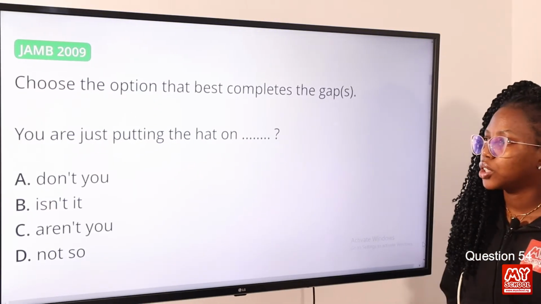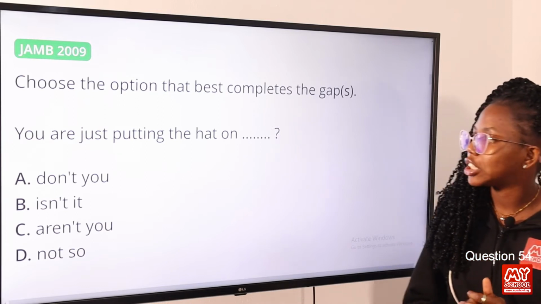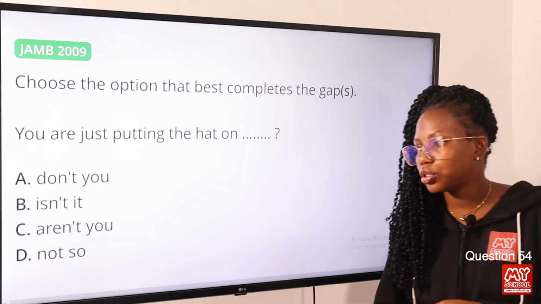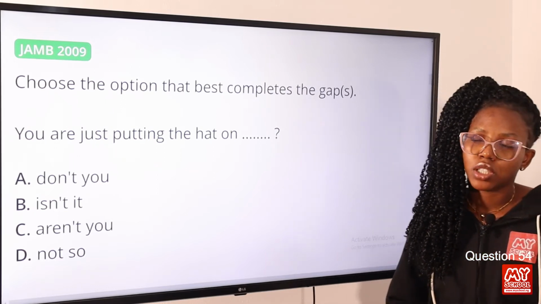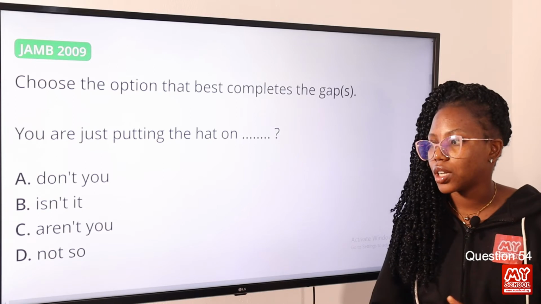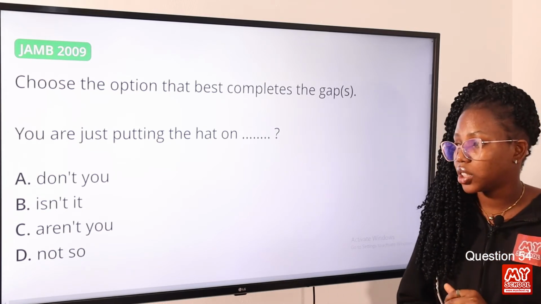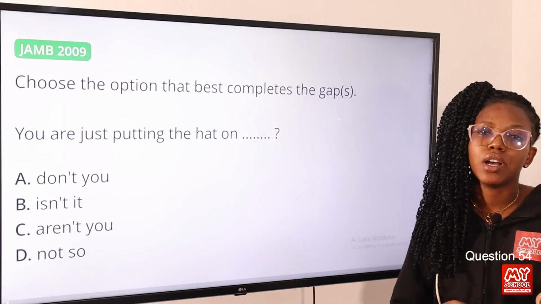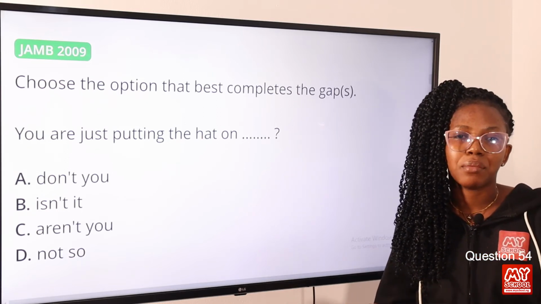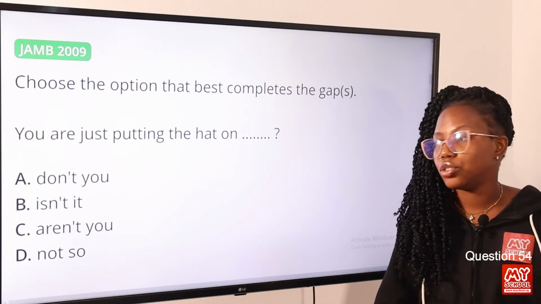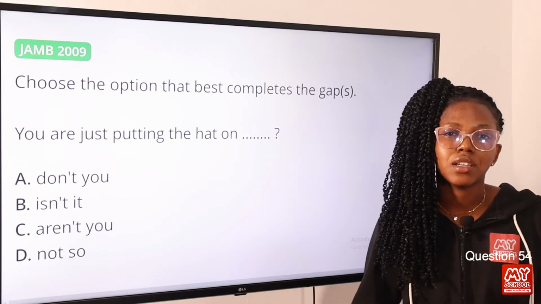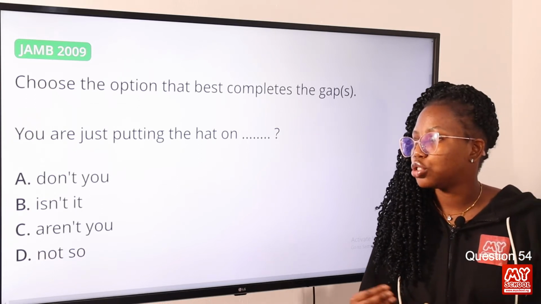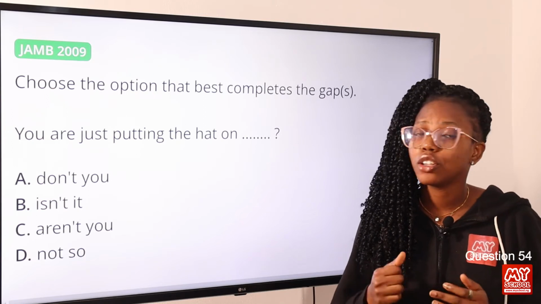Question 54. You are just putting the hat on, dash. Option A, don't you. Option B, isn't it. Option C, aren't you. Option D, not so. Now this question falls under question tag. So the answer to this question is option C, aren't you. Do not forget, aren't you is the contraction of are and not, or am and not. Do not forget, you can use aren't to mean I'm not and are not. But in this case, it means are not. So we have aren't you. So option C is the correct answer to this question.